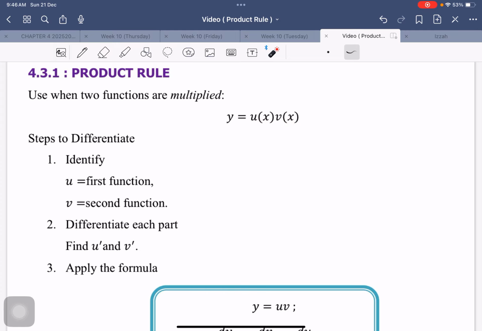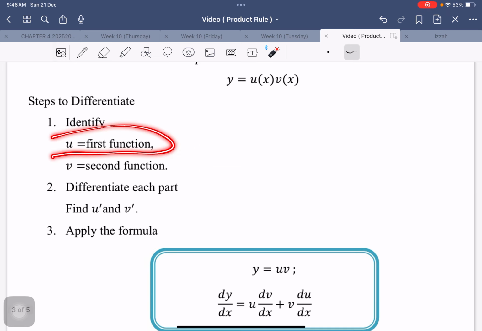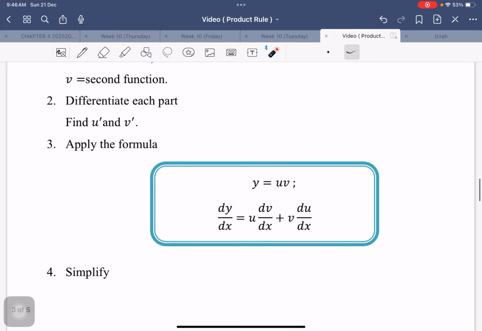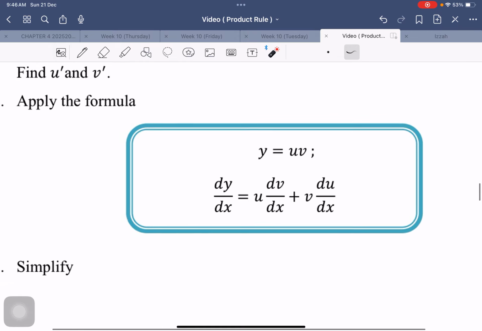Why are both accepted? Because it's a multiplication, so either is fine. But as practice, to make it easier, the first function we let as u, and the second function we let as v. When you have u and v, the next step is to differentiate each function correspondingly. Then we will apply the product rule.